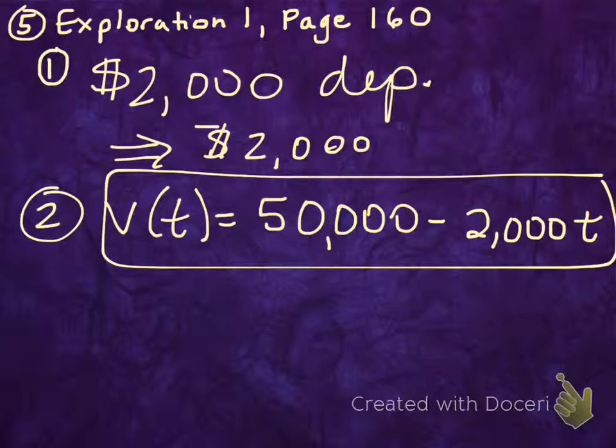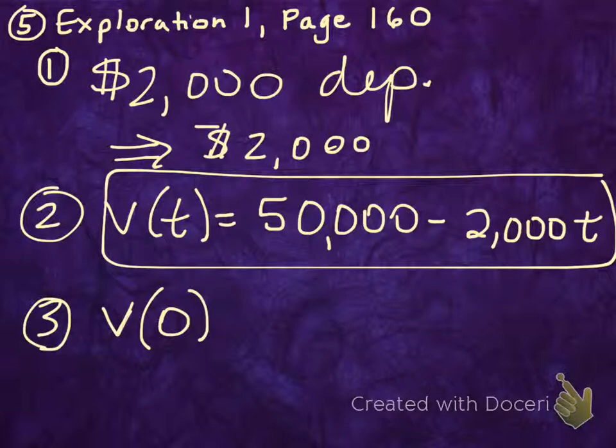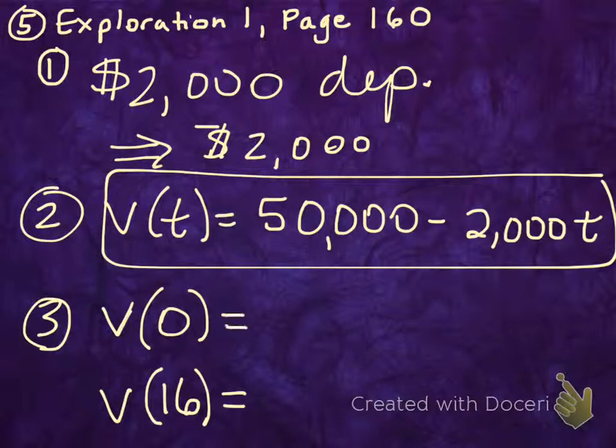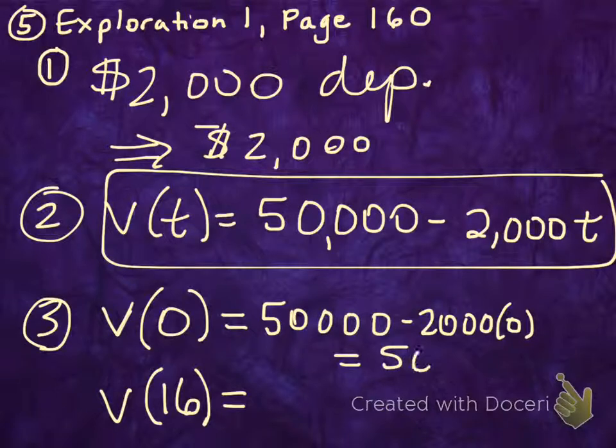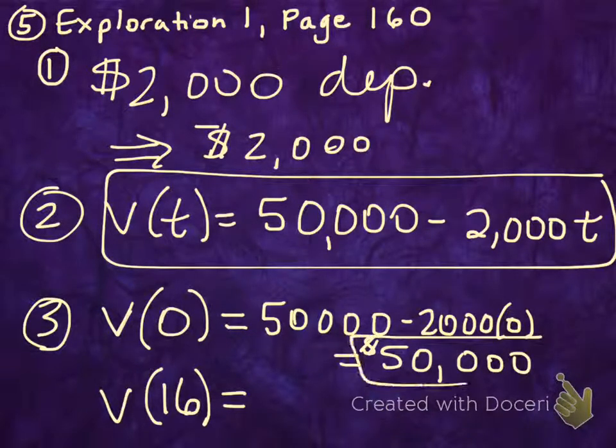And then 3 says evaluate v of 0 and v of 16, and we're going to omit number 4 from this because you don't have to do that for the test. And this isn't exactly like the problem on the test, but if you can do this one, you should be fine with the one on the test. So v of 0 is 50,000 minus 2,000 times 0, so that would be 50,000. Let's put the dollar sign back on it for our final answer.